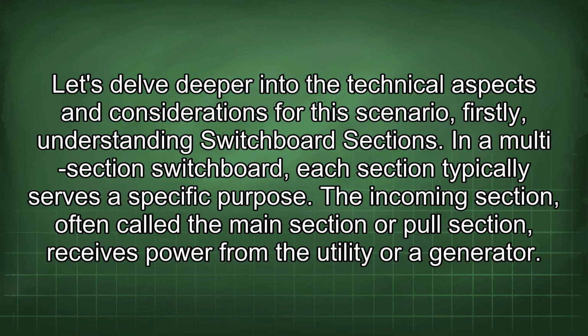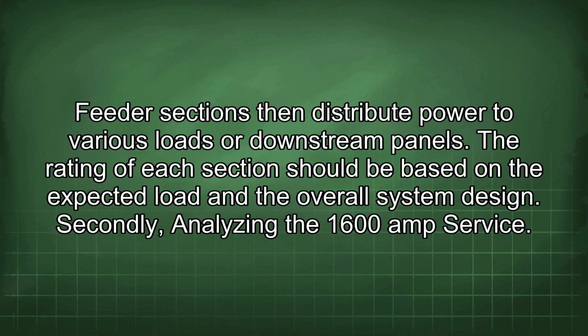Firstly, understanding switchboard sections. In a multi-section switchboard, each section typically serves a specific purpose. The incoming section, often called the main section or pull section, receives power from the utility or a generator. Feeder sections then distribute power to various loads or downstream panels. The rating of each section should be based on the expected load and the overall system design.